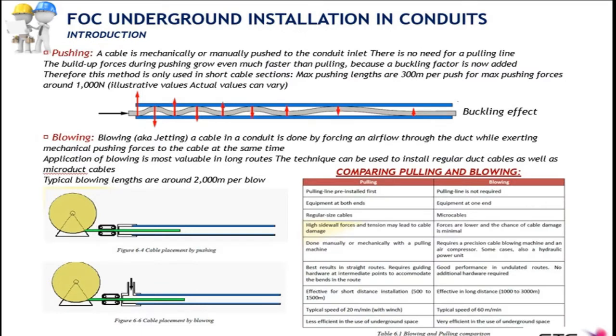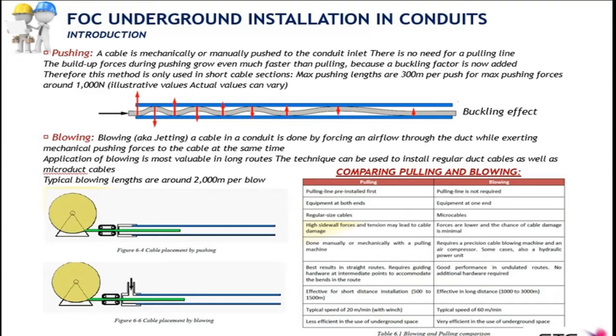The next installation method is pushing. Pushing is the opposite of pulling, as all of you know. So pushing a cable does not require the utilization of a pulling cord. Pushing is mechanically or manually pushing the cable inside the conduit. So it's an easy installation method, no complication here, and no need for a pulling line.